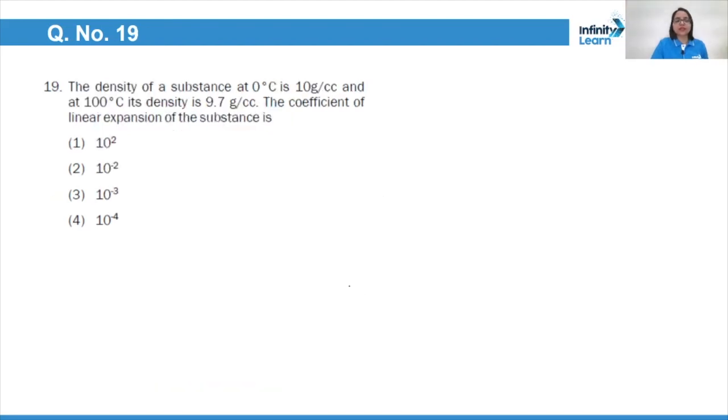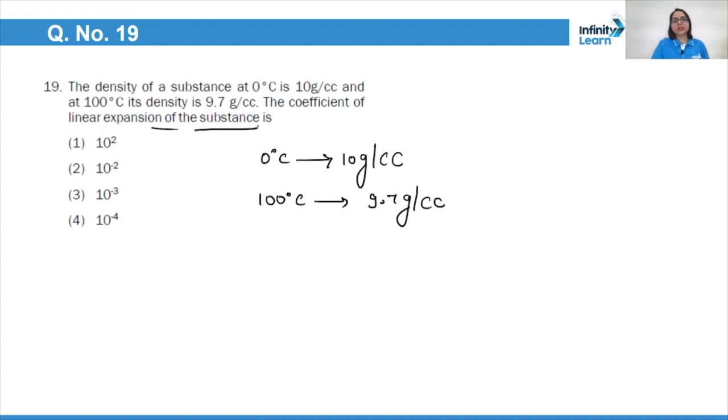Question number 19. The density of a substance at 0 degrees Celsius is 10 gram per cc and at 100 degrees Celsius it is 9.7 gram per cc. The coefficient of linear expansion of the substance is. So density variation with temperature is given as rho is equals to rho naught into 1 minus gamma delta T, right? You can write gamma is equals to 3 alpha.